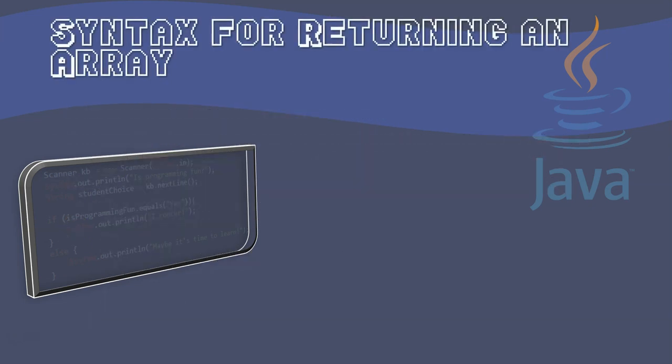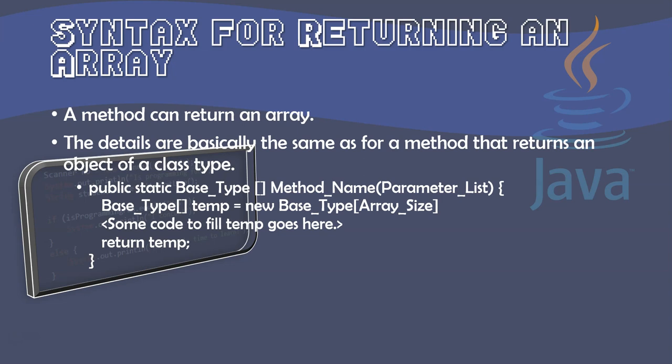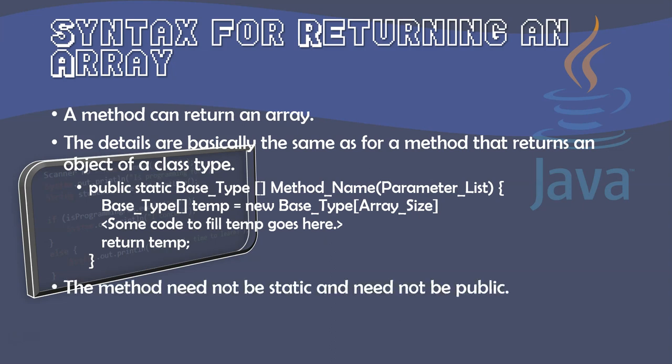So let's look at the generalized syntax for returning an array. As we already mentioned, a method can return an array, and the details are basically the same as for a method that returns an object of a class type. So here you can see we have some kind of base type, the method name, a parameter list. We have a base type array temp equals a new base type. You just fill in the array size, put some code to fill the temporary values, and then return whatever that temp is.